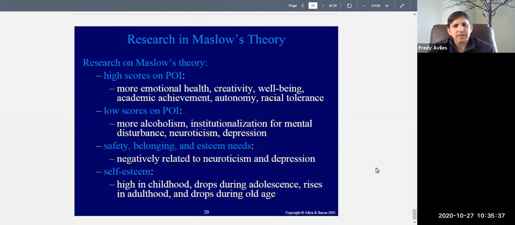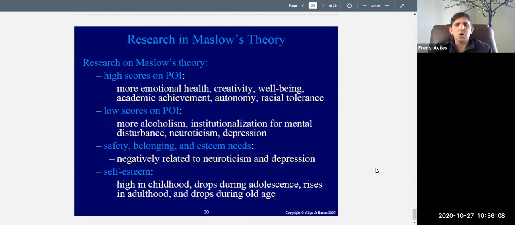Research on Maslow's theory: yes, there is research that has been conducted about certain aspects of his theory. Those who score high on the personal orientation inventory, remember that's the measure of self-actualization, are emotionally more healthy. They're more creative, have a greater sense of well-being, and feel better about themselves. They have greater academic achievement, greater autonomy, and more tolerance, more racial tolerance.